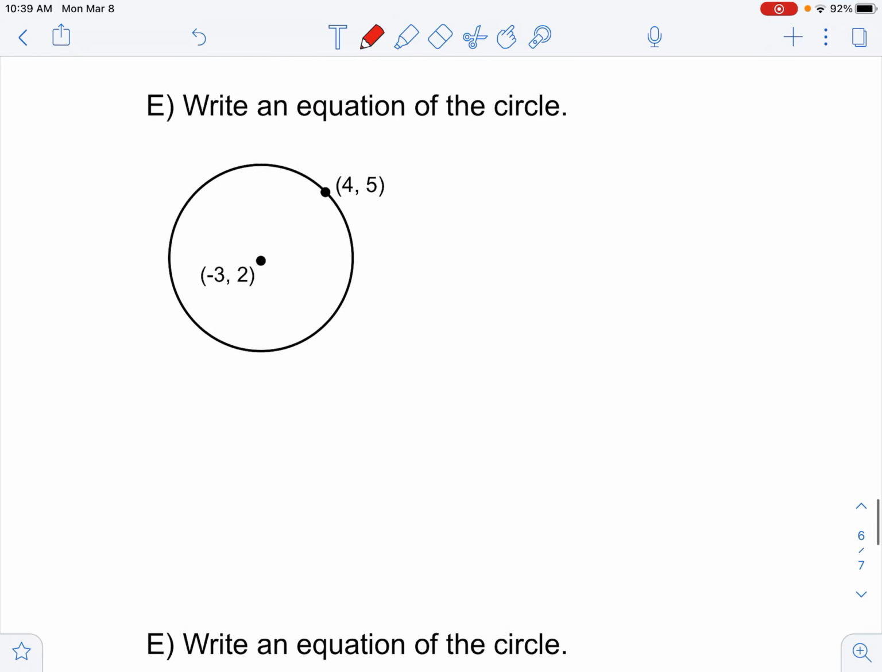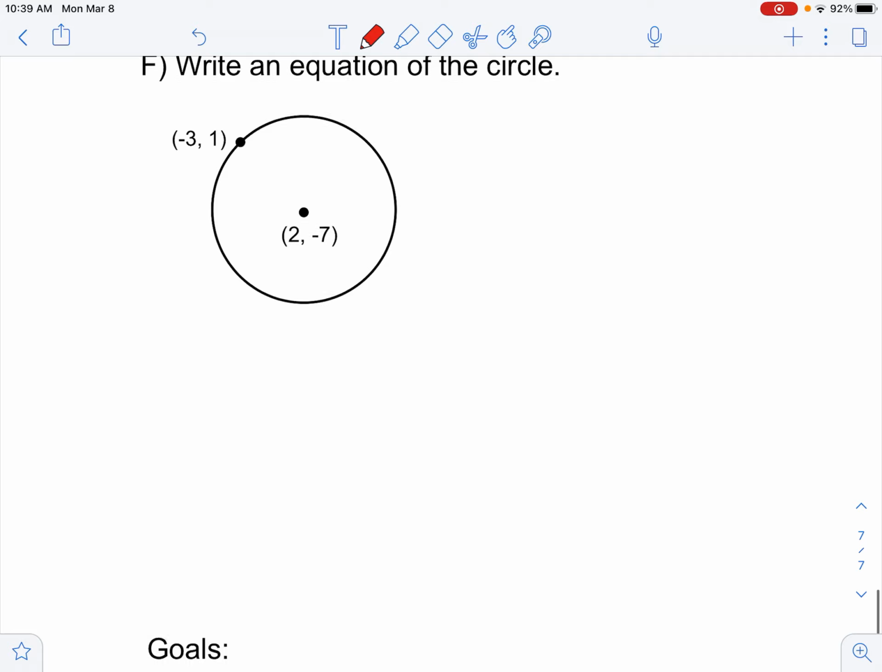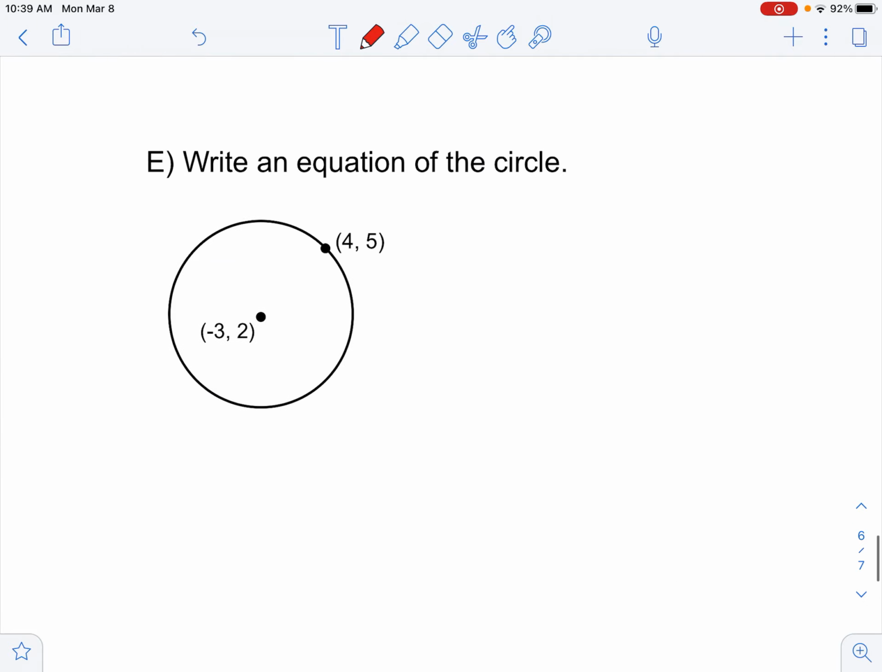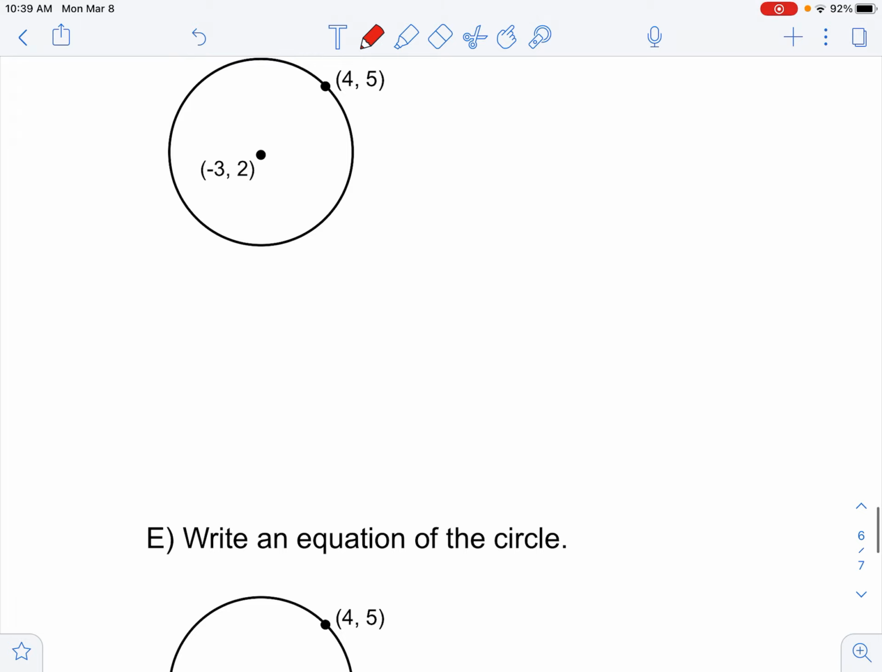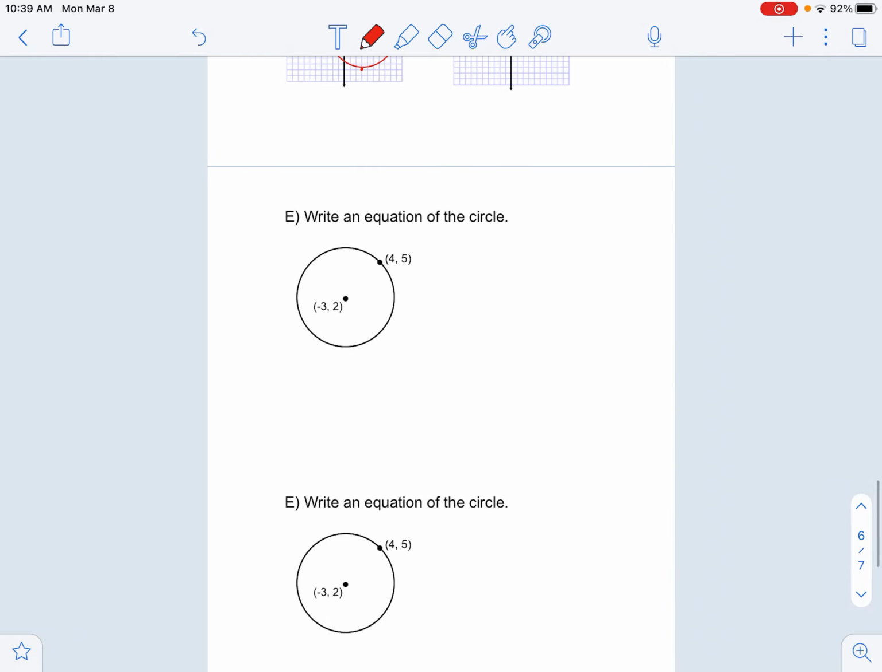Okay, next part is write an equation of the circle. So let me make sure they're all the same here or all similar. Wait, I think from last year I remember copying and pasting and forgetting to change one. Yes, I did. So I'll fix it for the notes. Let me see what I changed it to. And then I'll fix the copy that's in yours so you won't even notice.